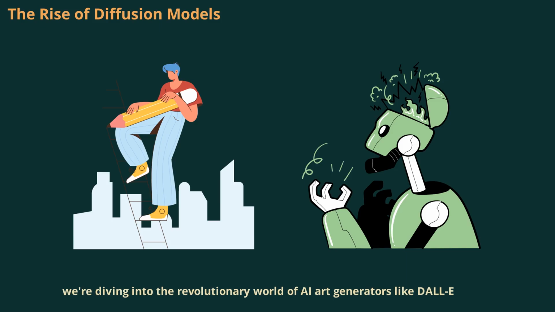Today, we're diving into the revolutionary world of AI art generators like DALL-E, Midjourney, and Stable Diffusion. In just a few years, diffusion models have completely transformed how machines generate images, outpacing older methods like GANs. But what makes them so special?